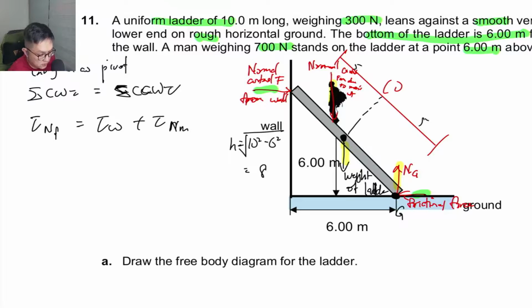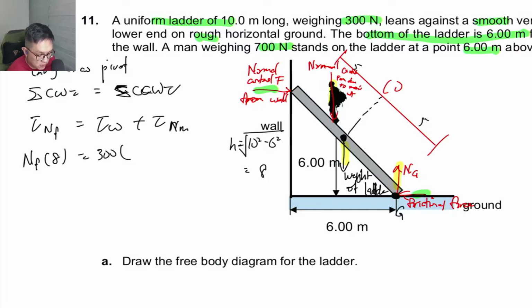So this one will be equal to NF multiplied by 8, which we worked out over here just now. Then the torque due to the man's weight will equal the weight of the ladder. The weight of the ladder is 300 newtons, so 300 multiplied by this distance here.